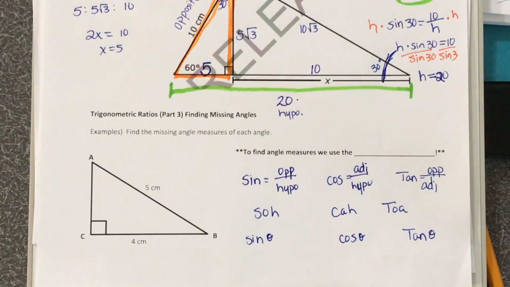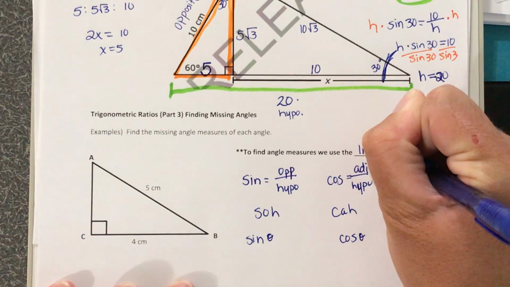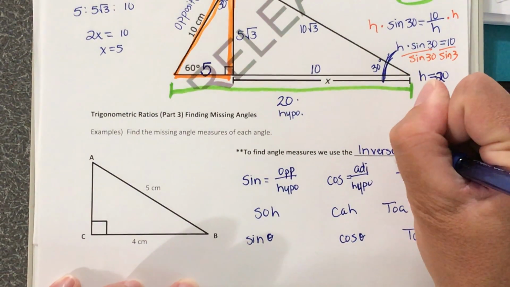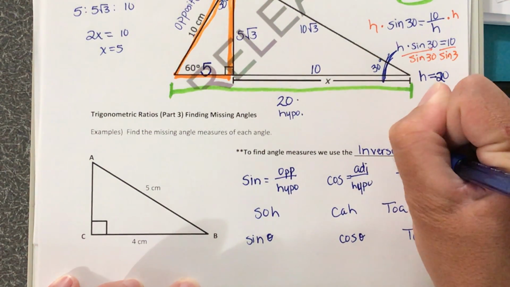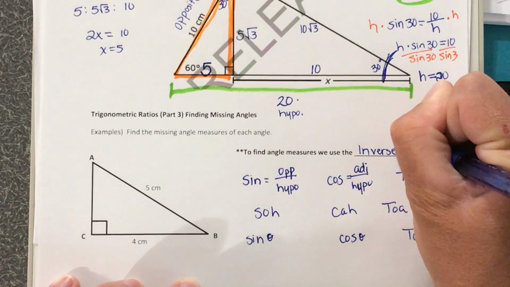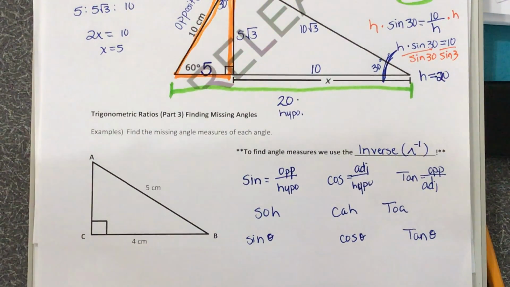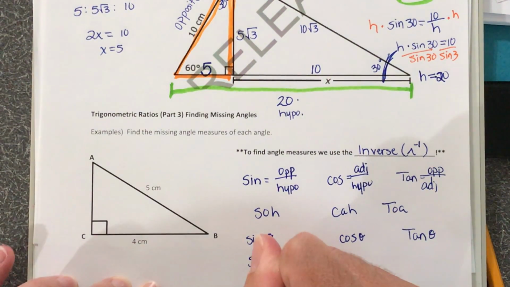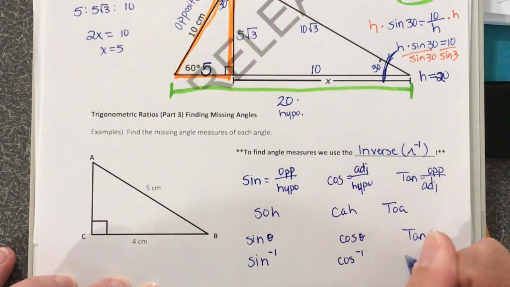So to undo multiplication, we use division. To undo addition, we use subtraction. So to find the angle measure, we use the inverse. Now, what is the inverse? Well, there is a symbol that represents inverse, and it's something raised to the -1. That represents inverse. So in our situation, to find the angle, we can use sine inverse or cosine inverse or tangent inverse.